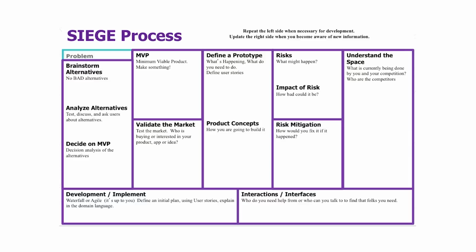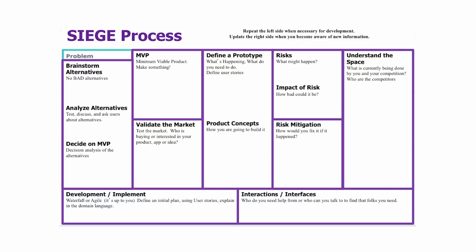The way to use this particular sheet is to work from right to left. So we want to understand our space, understand some of the risks we're dealing with, figure out how we're going to mitigate those risks or resolve them, who we want to talk to, some of the interfaces, and then start developing those concepts for the MVP.